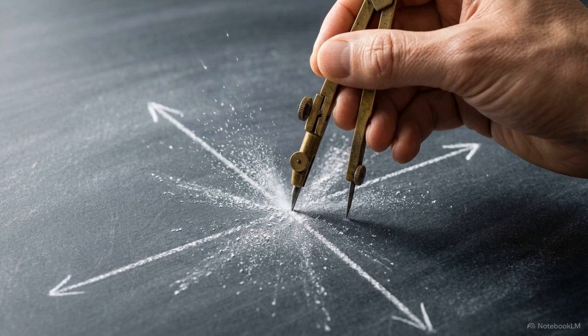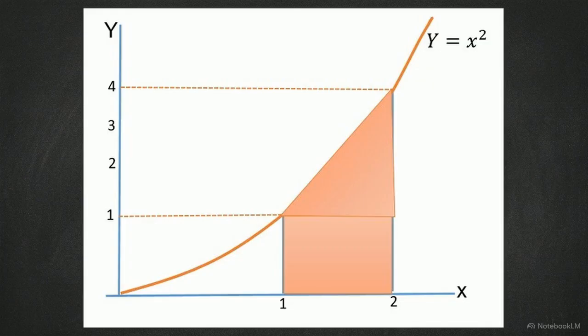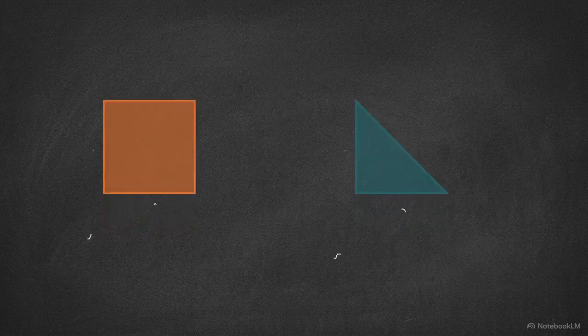So, what does that hard number actually represent in physical space? This graph shows a standard upward trending curve, specifically the function y equals x squared. To apply definite integration, we set our boundaries, looking at the space on the horizontal x-axis from the lower limit of 1 to the upper limit of 2. The area trapped vertically between our curve and the horizontal axis, bounded by 1 and 2, creates this exact solid orange shape. The problem is that standard geometry fails here.